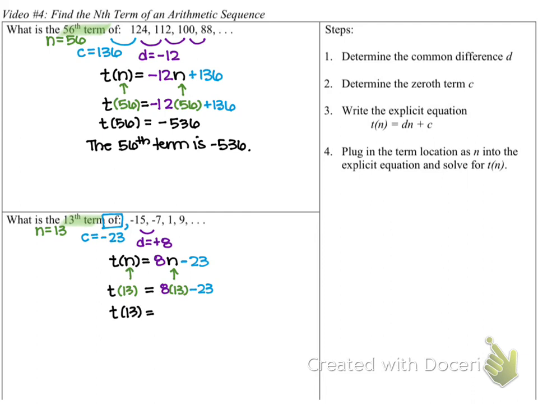And then on the right-hand side, we're going to type it in just exactly as we have it written down. Looks like we're going to get 81. So what this is saying is the 13th term, so the 13th number in the sequence, is 81.